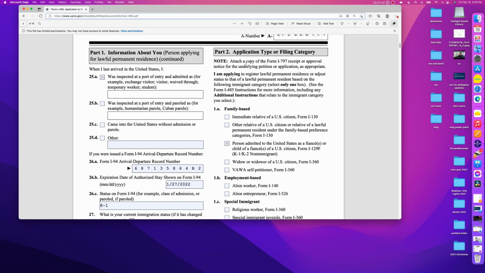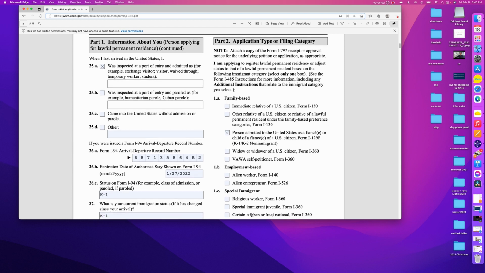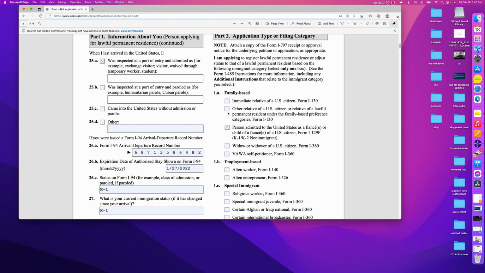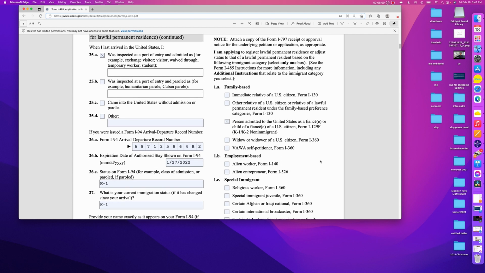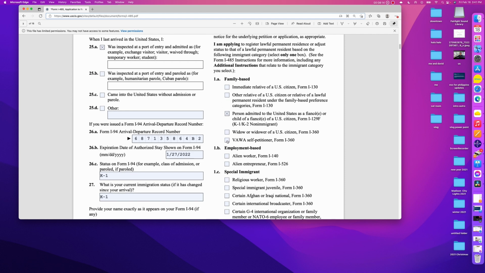Right, next we have application type or filing category. Here, attach a copy of the I-797 receipt or approval notice for the underlying petition or application. This is the NOA 2, or Form I-797. Because I'm K1, of course, I will click this one: person admitted to the United States as fiancé or child of a fiancé. K1 and K2 are included in this part. If you are an immediate relative, IR1, you click this one, or other family preference, if you're petitioned by your family, or widow or widower of a U.S. citizen, VAWA self-petitioner. You know, VAWA, violence against women.